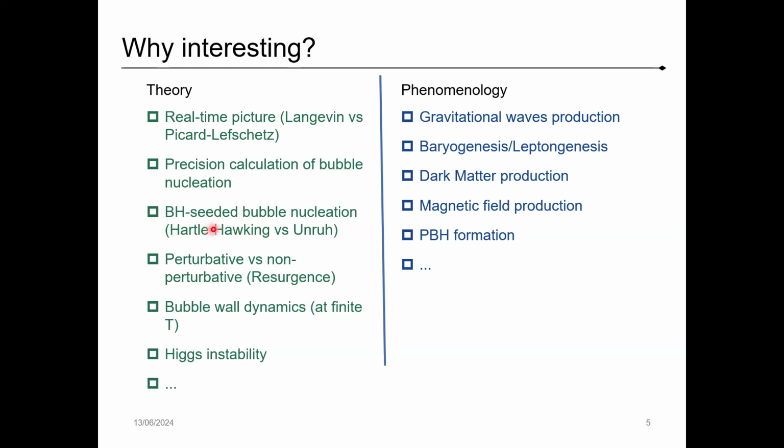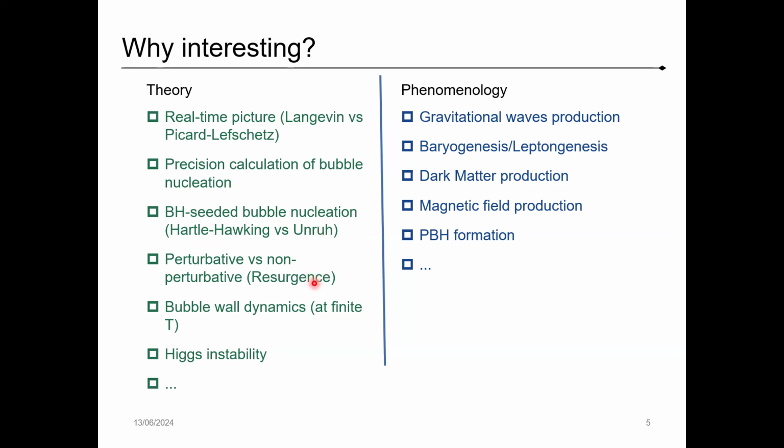Another question is bubble nucleation catalyzed by black holes, and in that case there is also a debate about how to describe this process. The difficulty is that for realistic black holes, the vacuum state around the black hole is not the Hartle-Hawking vacuum, where we have balanced ingoing radiation and outgoing Hawking radiation. For realistic black holes, you just have the outgoing radiation. And people say that for the Unruh vacuum, in the latter case, you cannot apply the Euclidean bounce formalism.